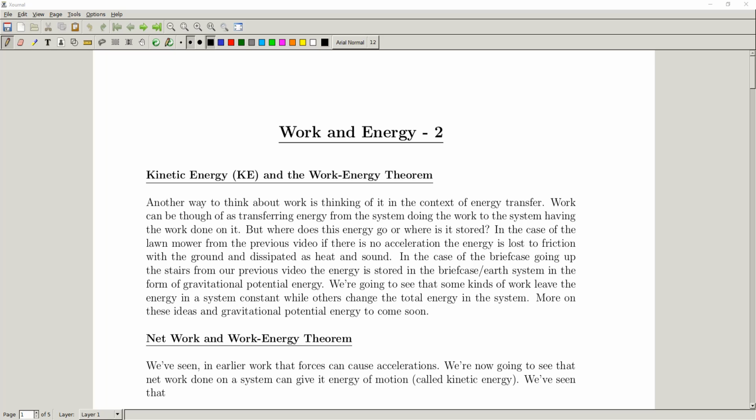Okay, so to start off with, another way to think about work is in the context of energy transfer. So we can think about work as being the transfer of energy from the system doing the work to the system having the work done on it. And so this brings up some questions about, well, what is this energy? Where does it go? Where is it stored? If we're talking about energy being transferred from one system to another, where is this energy stored when it's transferred into this second system, and so forth?